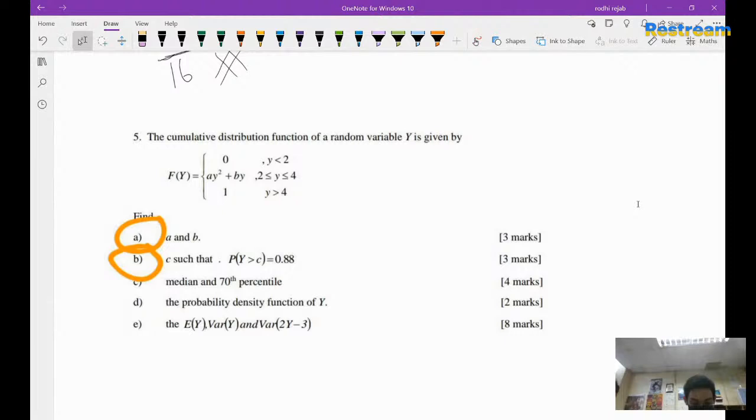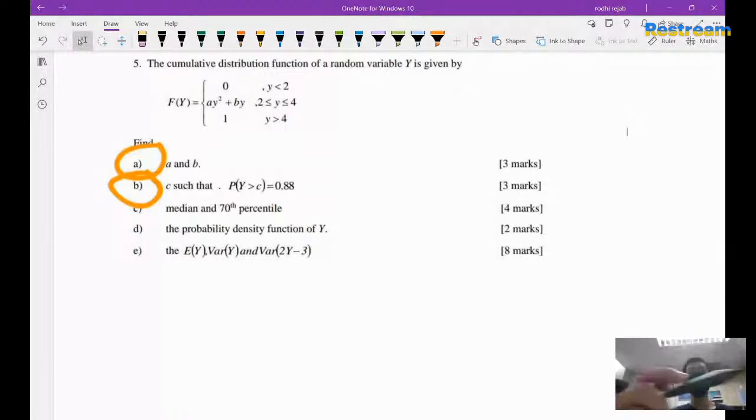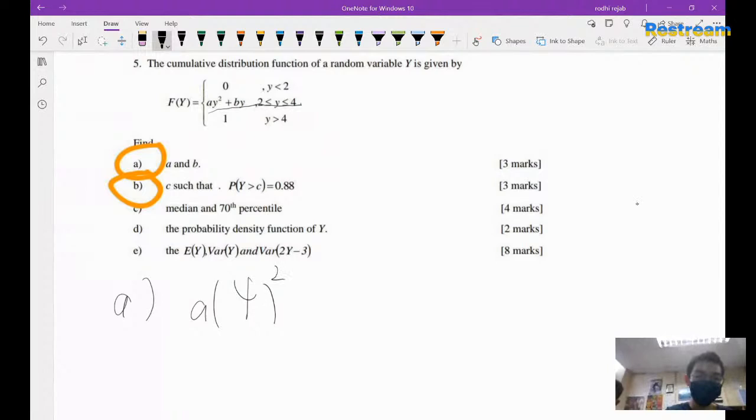Okay, so we need to know that this is cumulative first, because big F is cumulative, meaning you don't have to integrate anymore, it is integrated for you. So for question A, we need to find constants A and B. We just substitute Y, because we know the equation is AY squared plus BY, and Y is between 2 and 4. If we sub Y as 4, it will be equal to 1, because when Y equals 4, it becomes 1.